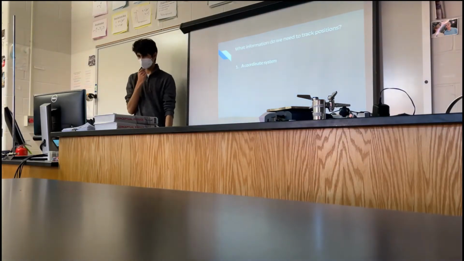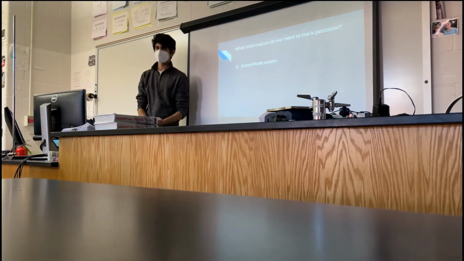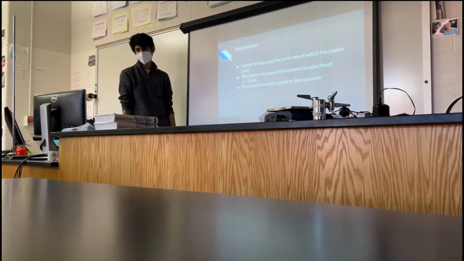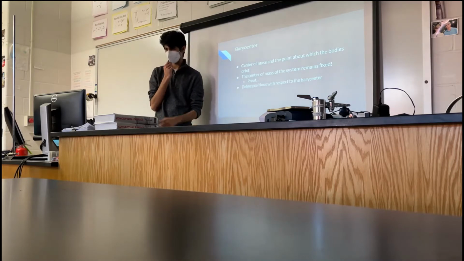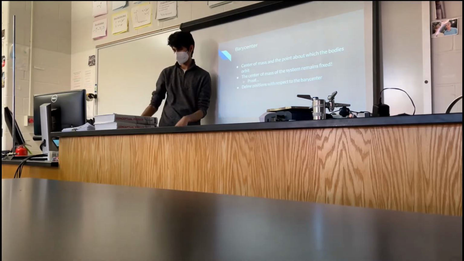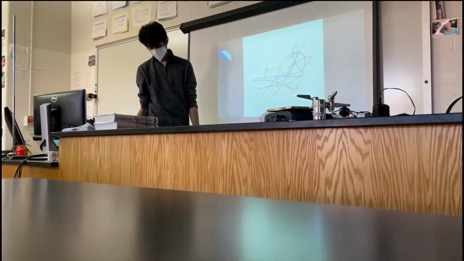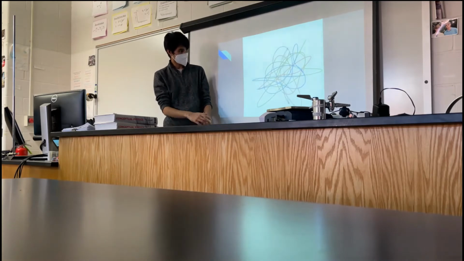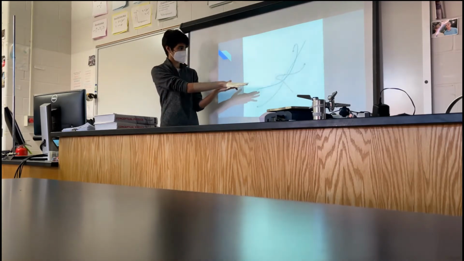So what information do we need to track positions? Number one, we need to set up a coordinate system. And for that, we're going to use barycentric coordinates. A barycenter is a center of mass and the point about which the bodies orbit. So we're going to go back to this visual here. This is the center of mass right here, and it's also the point about which these bodies are orbiting.